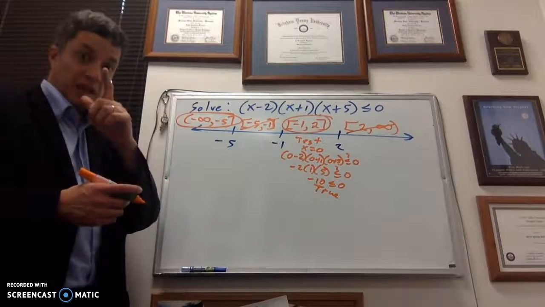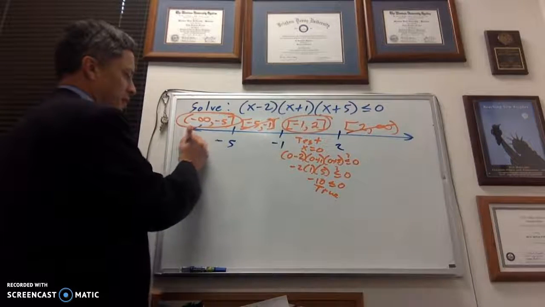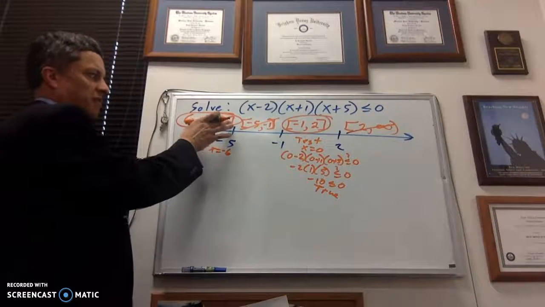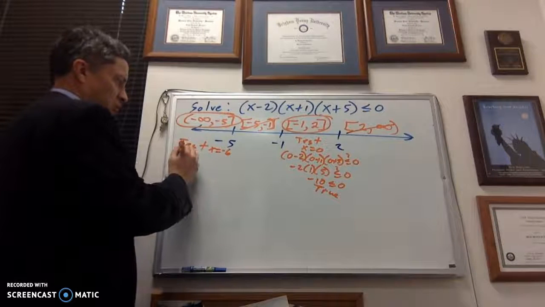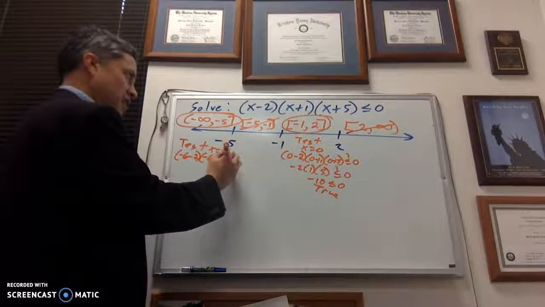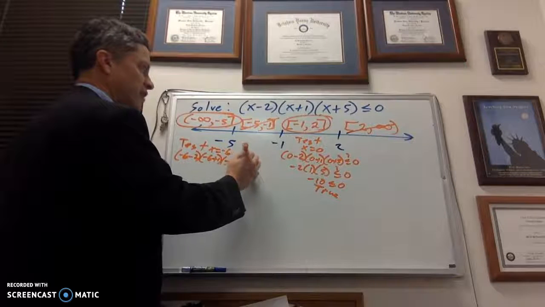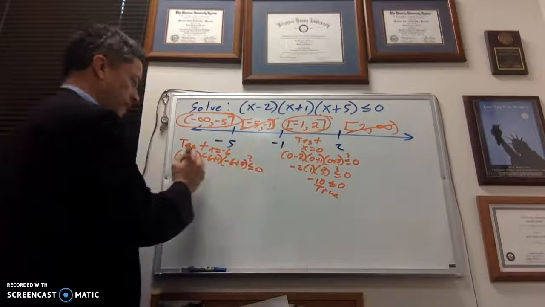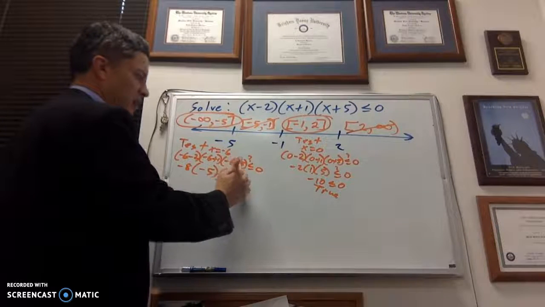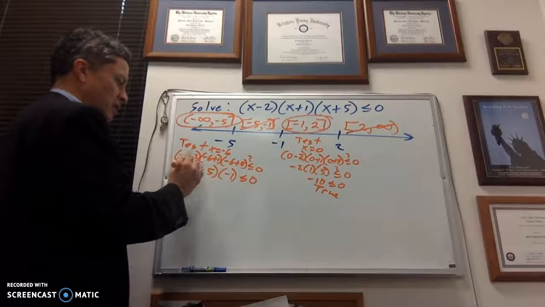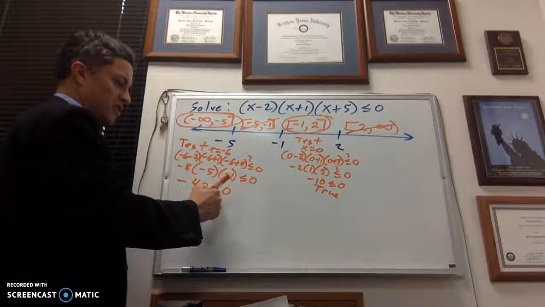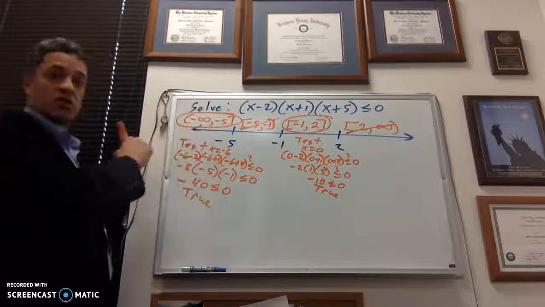All right, you don't believe me. This is for you skeptics out there. Let's test them and see. Let's test x equals negative 6, which is within negative infinity to negative 5. So I'll do this real quick. Negative 6 minus 2 times negative 6 plus 1 times negative 6 plus 5, all trying to be less than or equal to 0. Well, that's negative 8 times negative 5 times negative 1. Negative times a negative is a positive, and then times a negative is a negative, so that's negative 40, which is less than or equal to 0, so that's true. See, told you.